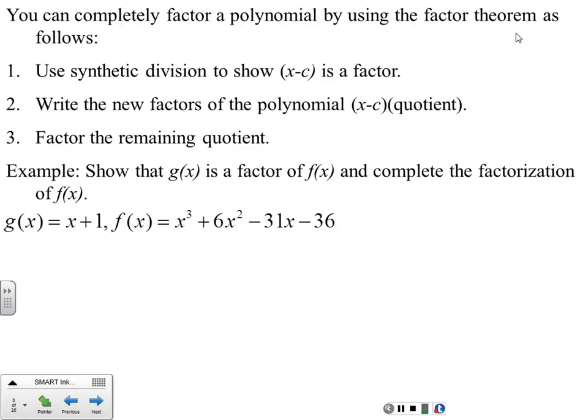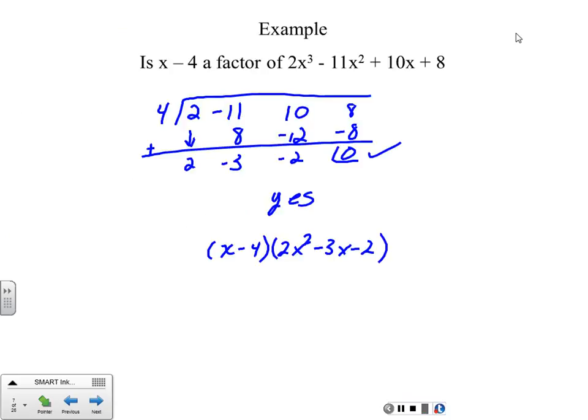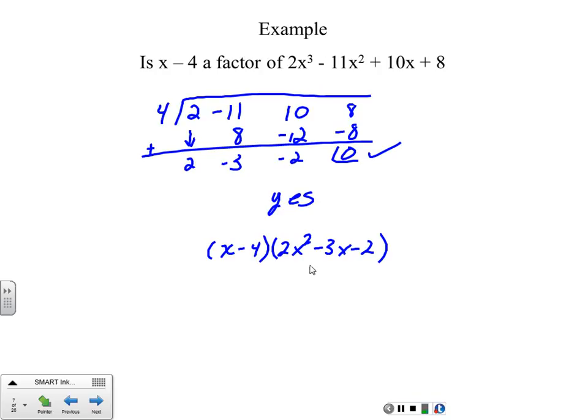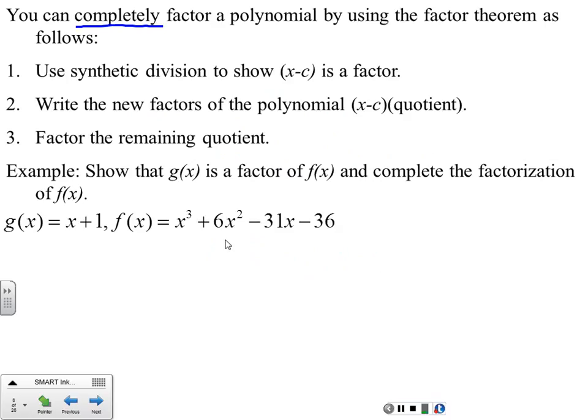So, you can completely factor. This that we just did is not completely factored because we still have a quadratic that needs to be factored. This, however, right here, is completely factored. Everything's in prime factorizations. You can't factor these anymore, so these are prime factorizations. That's how you know something's completely factored. This, however, is not completely factored because this is not a prime factorization. This will still factor.